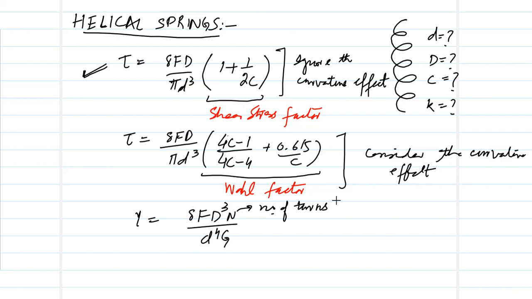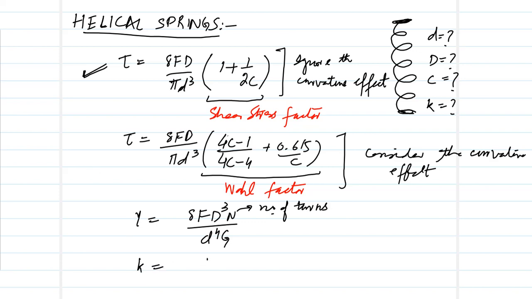So the number of active turns means those turns which are, let's say if you look at springs, normally the last helix or last turn is rounded. So generally these two turns are not considered as active turns. Only the number of turns in between these two inactive turns are considered as active turns. So N is generally recognized as the number of active turns, whereas G is the modulus of rigidity of the spring material.